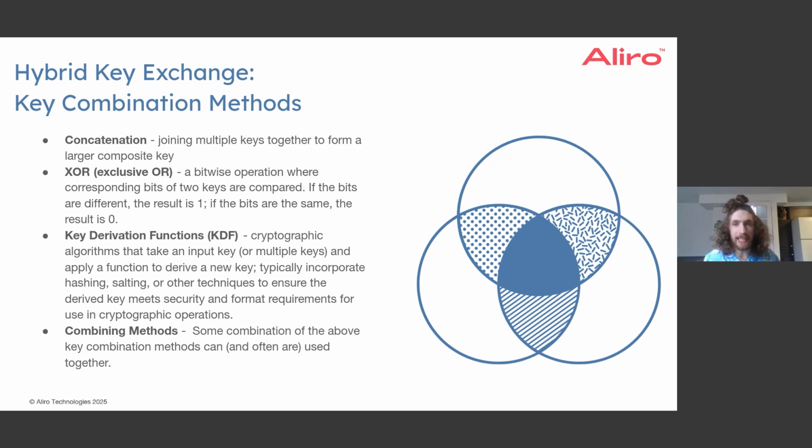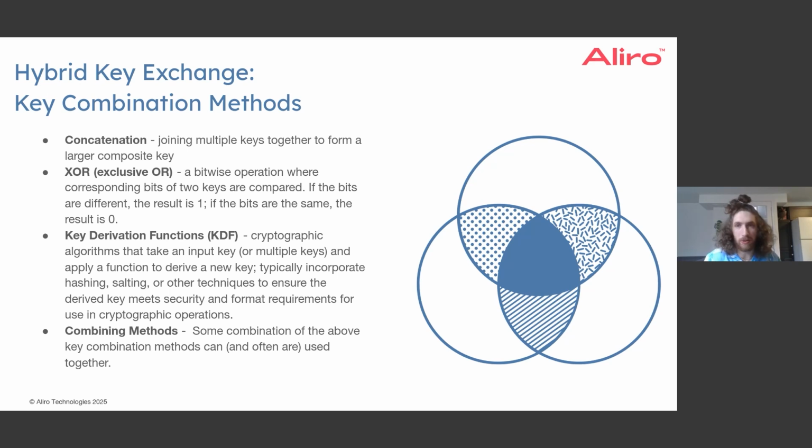Concatenation joins multiple keys by placing them one after the other to form a larger composite key. It's important to ensure that the resulting key can interoperate with the rest of the security system, especially since certain schemes may require keys of specific lengths.